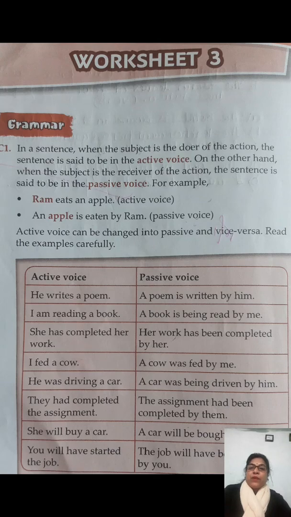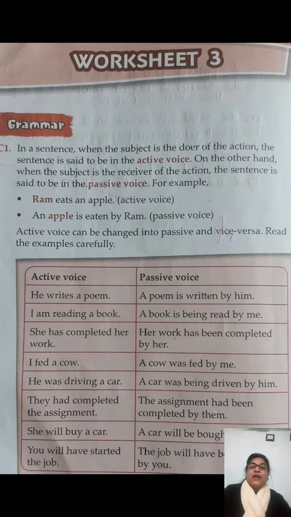He writes a poem. A poem is written by him. So, he writes a poem. A poem is the passive subject. Since it is in singular form, the be verb will be is. Right? If it had been poems, then the be verb would have been are. I am reading a book. A book, again it is in singular form. So the verb will be is.